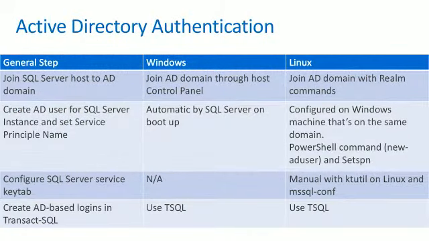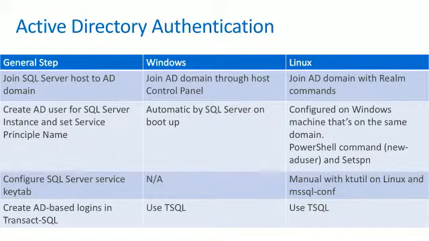Now, the second feature that I want to point out, where there are some differences around setting up, is Active Directory authentication. I'm just going to list out some of the general steps and then point out the differences between Windows and Linux. The first step is you would have to join your SQL Server host to the Active Directory domain. On Windows, this is done through your control panel. On Linux, we would require you to use realmd commands. This exists in the realm package, and you would have to install it separately.